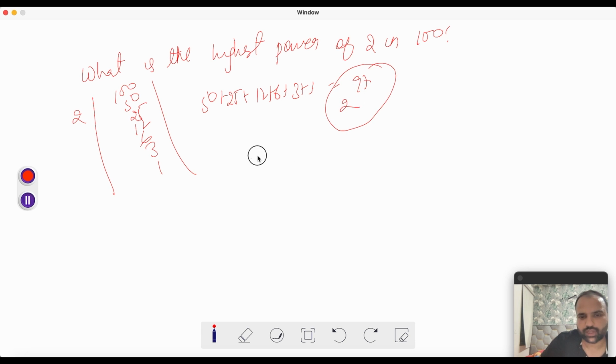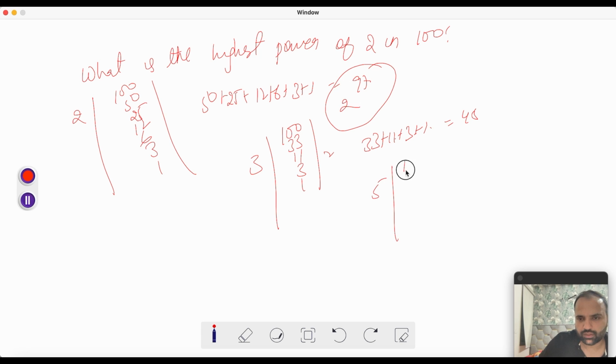We can calculate for 3 as well. So with 3 we have 33, we have 11, we have 3, we have 1. So it's 33 plus 11 plus 3 plus 1. So 3 plus 1 is 4, plus 11 is 15, plus 33 is 48. Now we can calculate this for 5 as well. So 5 20 100, 5 4 20, so it will be 24. We can calculate this for any prime number.